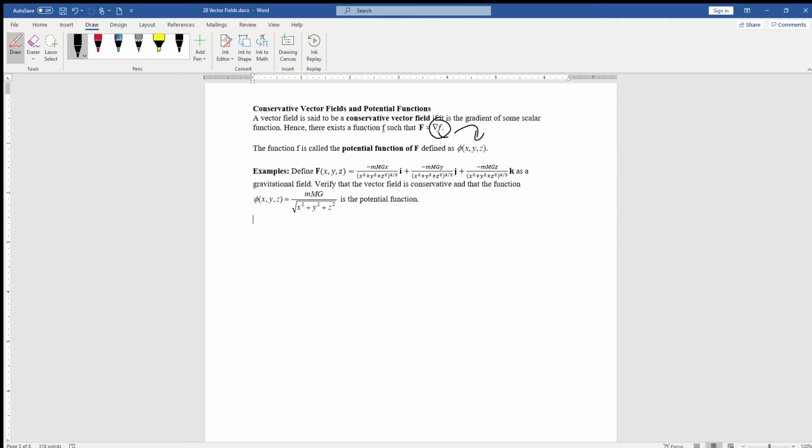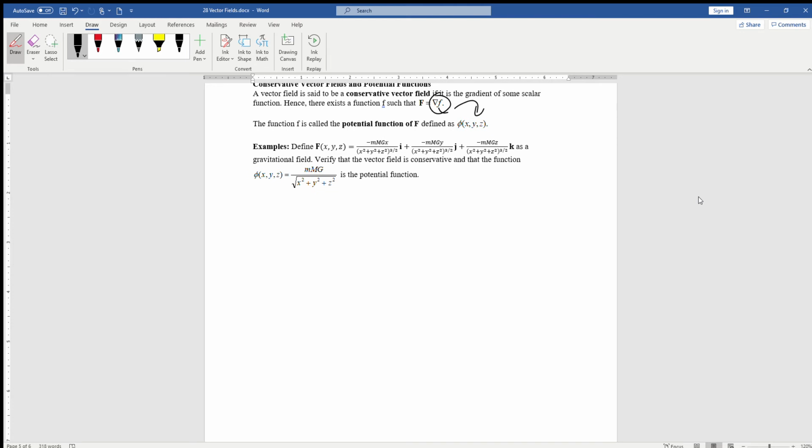A very elementary example, one that's used all the time, in physics at least, electromagnetism, is this vector function F of xyz is equal to negative mMG x divided by x squared plus y squared plus z squared to the 3/2 I, and then it's the same thing except instead of x it's replaced with y and z, and I is replaced with j and k. It's a gravitational field. We're going to verify that the vector field is conservative and it has the potential function mMG over the square root of x squared plus y squared plus z squared. Right? So here's what we're going to do.